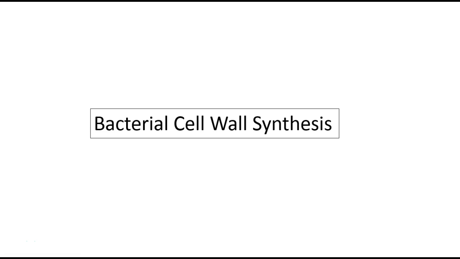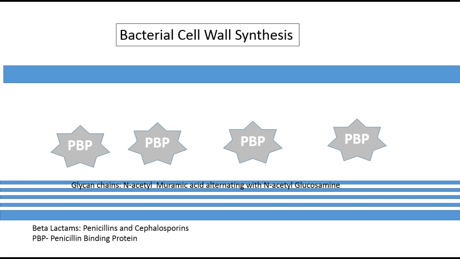In order to understand the mechanism of action of beta-lactams, we should know the normal bacterial cell wall synthesis. Bacterial cell wall synthesis takes place in various steps. The usual step starts with the glycan chain synthesis, and there will be sheets of glycan chains which comprise N-acetylmuramic acid alternating with N-acetylglucosamine.